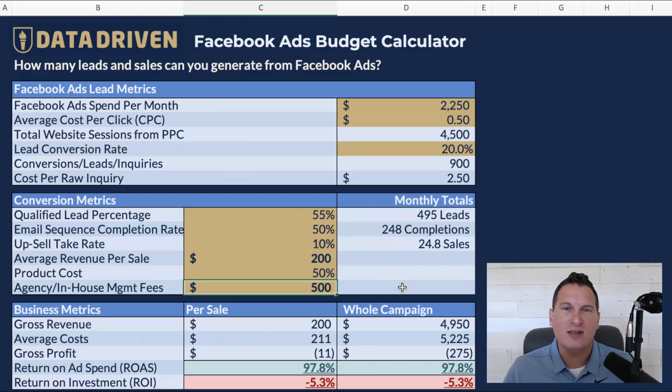Well, the reason why this calculator is so powerful for you is because you can see what levers you need to pull in order for this to work effectively. And so in my case, this is actually what happened when I advertised one of my courses and the price was, let's just say $200.